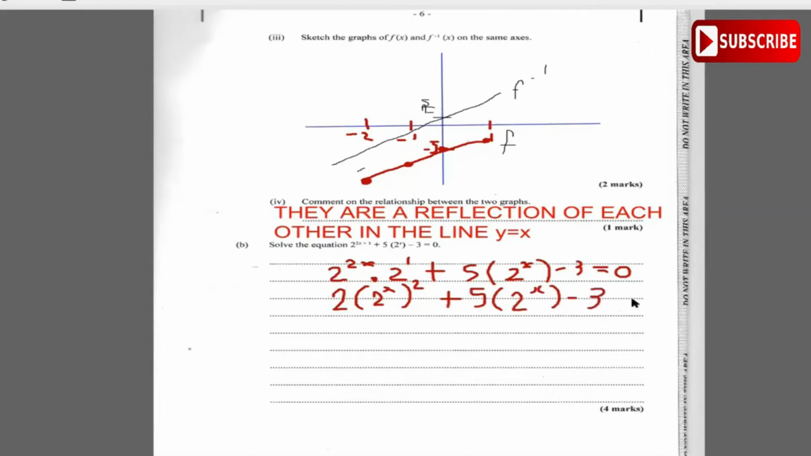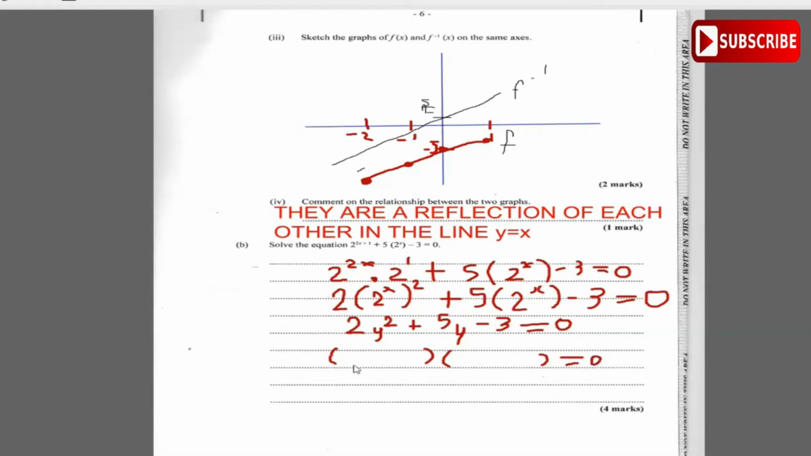Now you may realize that this is like a hidden quadratic. If you call 2 to the x y, this is like you have 2y squared plus 5y minus 3. So call 2 to the x y, and you have 2y squared plus 5y minus 3, and that equals 0. Clearly. So now that you have a hidden quadratic, you can factorize, and you equate it to 0.